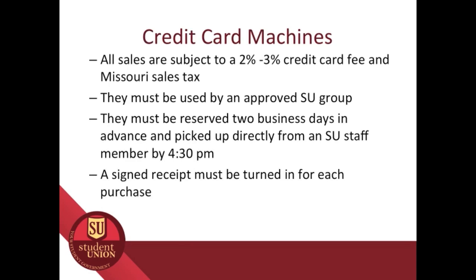Student Union also has credit card machines. The credit card machine allows your group to collect credit card payments when selling merchandise or tickets to events or collecting dues and registrations. All receipts must be signed and turned into a business coordinator when the machine is returned. Revenues will be deposited directly to your student group's accounts. There's a 2 to 3% credit card fee attached to all sales, and all sales are subject to Missouri's tax law. Applicable taxes and fees will automatically be deducted from your group's revenue.